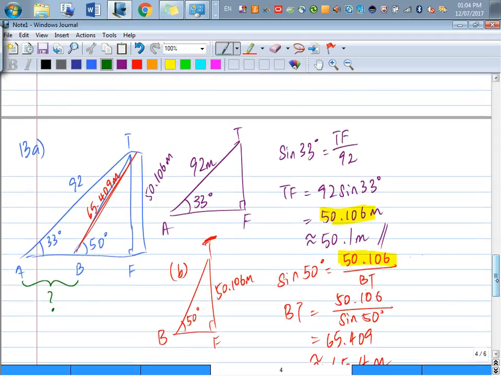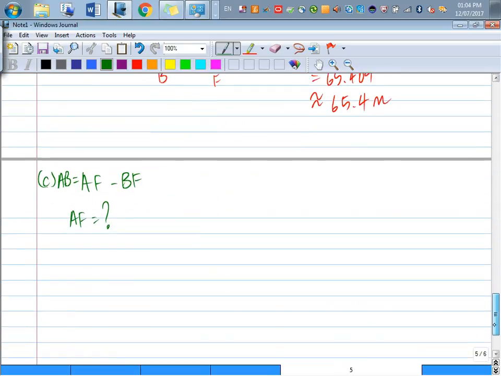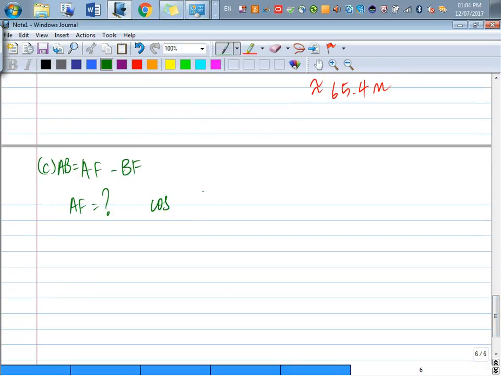Okay, yes, it is a good idea to use cosine because we are going to be finding AF and we are using information given, 33 degrees and 92 degrees. In this case, we are not subject to any errors that we might have made earlier on. So, cosine 33 degrees equals to AF over hypotenuse, which is 92. So AF equals to 92 cosine 33 degrees.